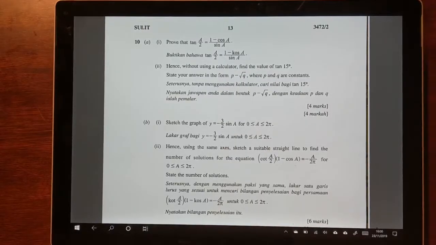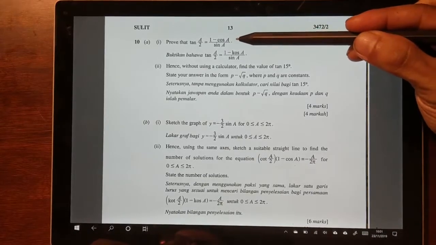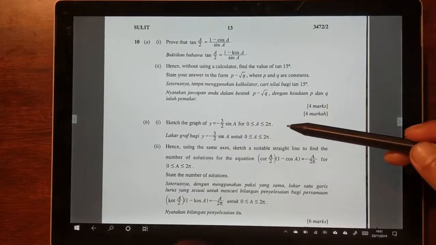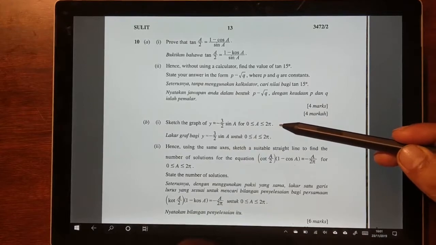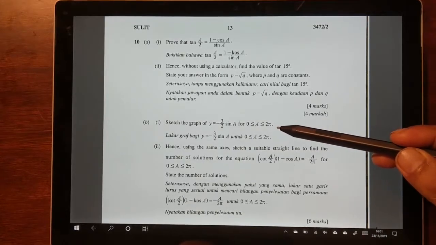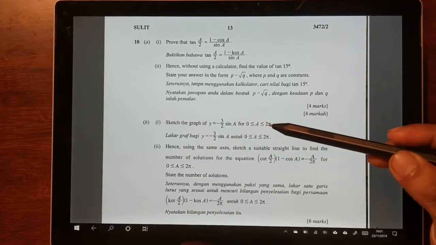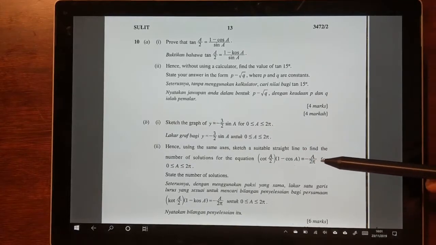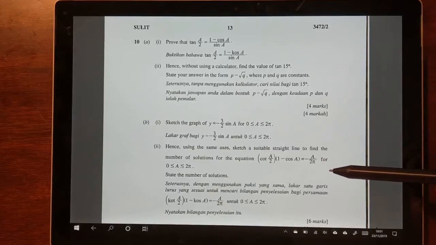Okay, in this video we are going to attempt question 10 of paper 2 in the SPM Add Maths 2019 exam. First, you're required to prove this specific identity. That's pretty straightforward. Then you're going to sketch this graph, which is simply a sine curve, and hence, using the same axis, sketch a suitable straight line to find the number of solutions for this equation.